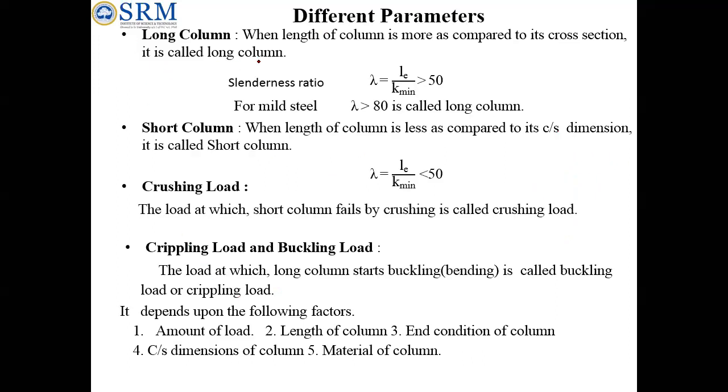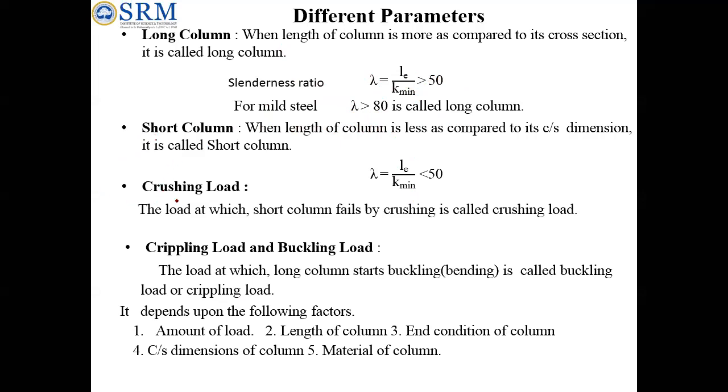So how can we say it is a long column? This is where we discuss the slenderness ratio. If the slenderness ratio is greater than 50, then it is considered a long column. If it is less than 50, then it is considered a short column. Whereas for mild steel, the value is different. It is greater than 80 for a long column and less than 80 for a short column.